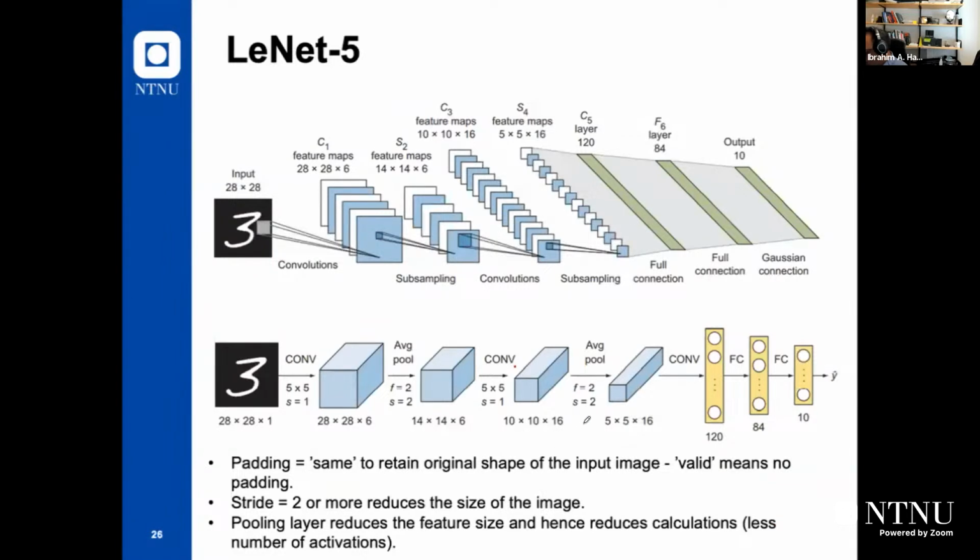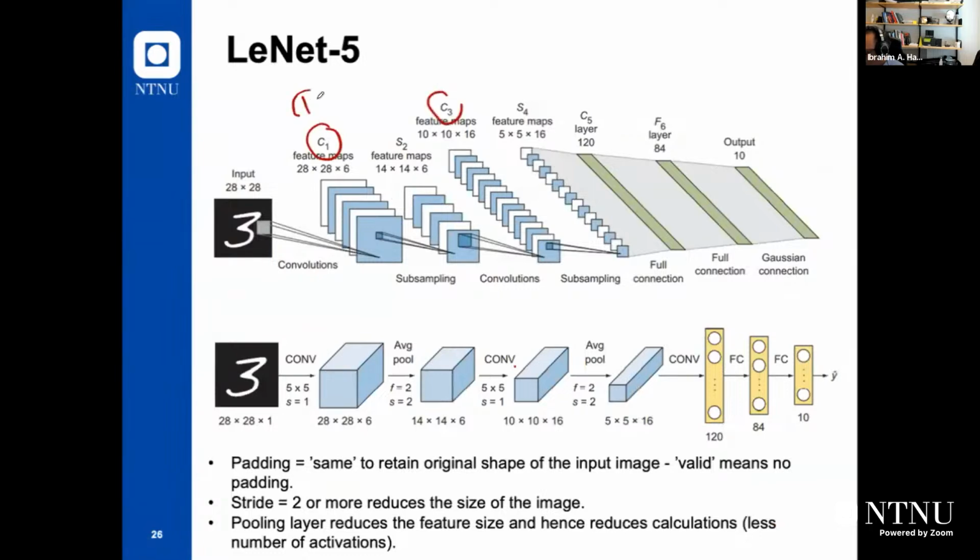And this one was developed in the 1990s or 1980s. This LeNet 5 consists of 5 layers. So first we have two convolutional layers, C1 and C3. I mean this one and this one. So the C1 and the C3.